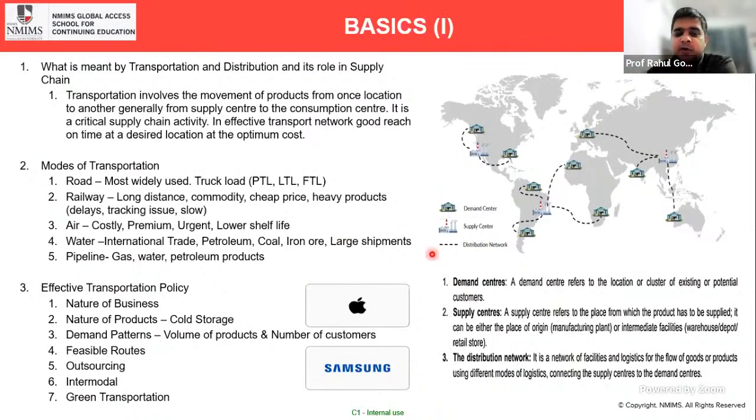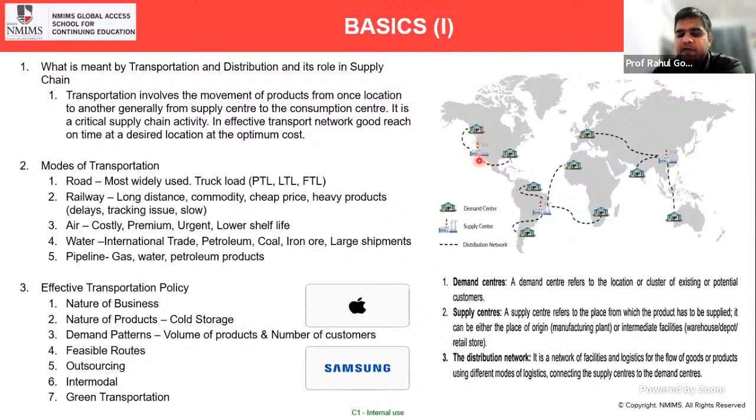So like I said, when we talk about transportation or logistics route optimization, we talk about three things. Demand center, so basically it's a cluster or a location where your customers or consumers are centered, right? Your supply center is the place from where your product is going to get supplied to these consumers or customers. It could be, like I mentioned earlier, factories or your warehouses. And distribution network is the flow, right?